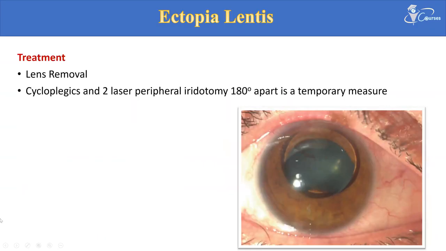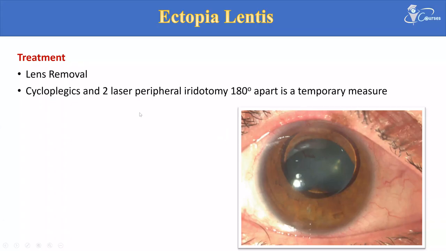Another form of angle-closure glaucoma will be ectopia lentis. We discussed it before: there is anterior displacement of the lens in case of zonular dehiscence, leading to pupillary block. So what will be the immediate management? To give cycloplegics, trying to dilate the pupil to prevent the pupillary block.